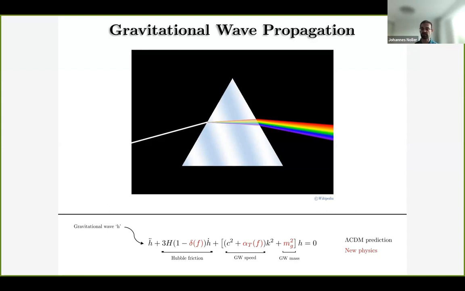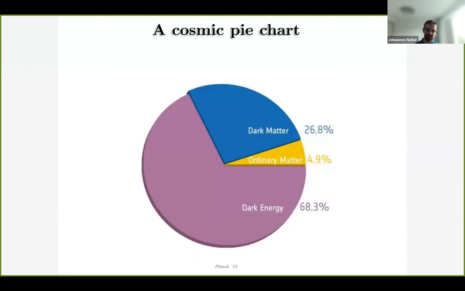And thankfully, we have some idea about what that medium is. So here is the standard cosmic pie chart that you get, for example, from the Planck 18 data. And the thing that immediately jumps out at you is that the majority of the energy density in the universe, the majority of this contribution to this pie chart, is given by dark energy.